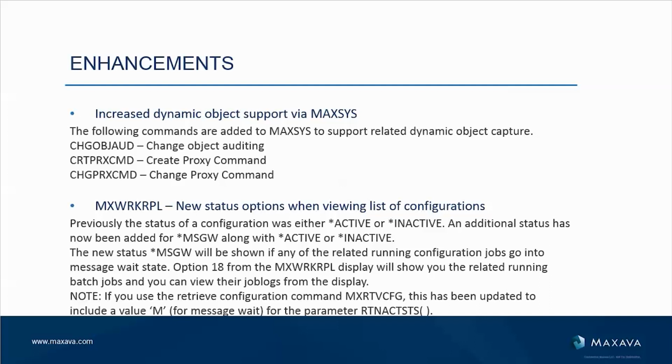Using option 18 from the MX Work Replication display will allow you to see the related running batch jobs for the configuration, and if there is a message wait, you can view the job logs from that display entry. Important note, if you have a process of using the configuration command mx retrieve config, this has been updated to include an extra value of M. This is for message wait. This is in the RTN ACT STS field.